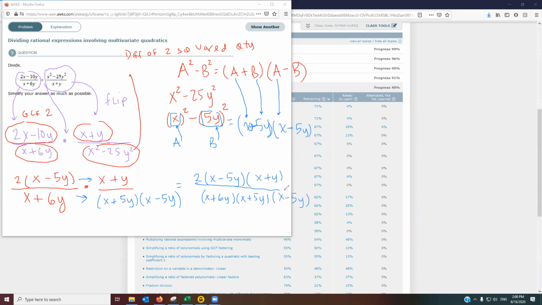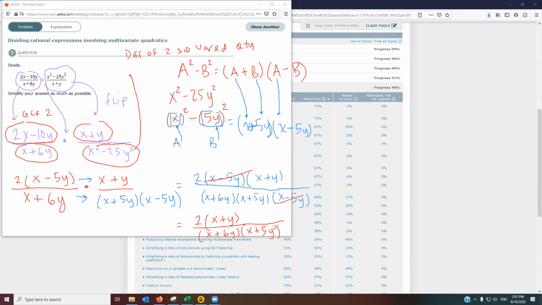Now I check and see if there's anything in common between the top and bottom of these fractions, and yes, this x minus 5y is in common, so I'm going to cancel those out, and that's it. There's nothing else that I can cancel out, so the final answer here is 2 times x plus y on top, and then x plus 6y times x plus 5y on the bottom.